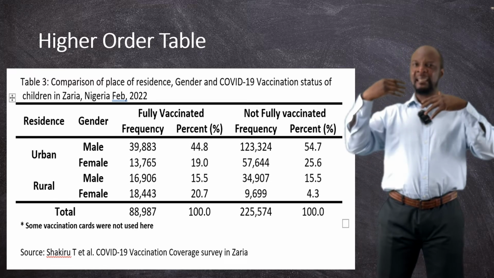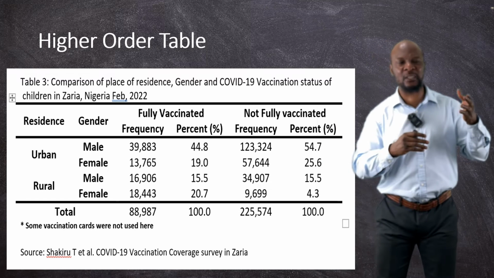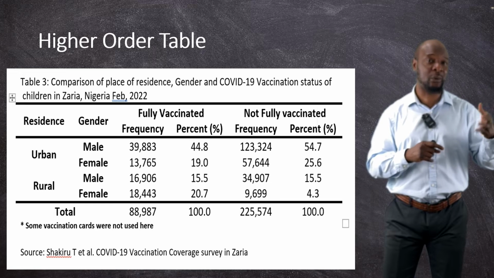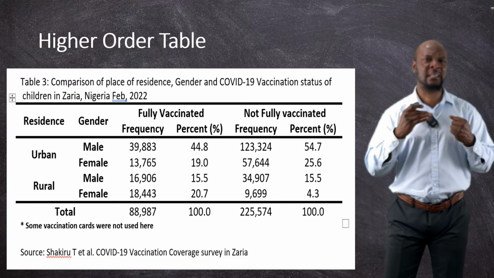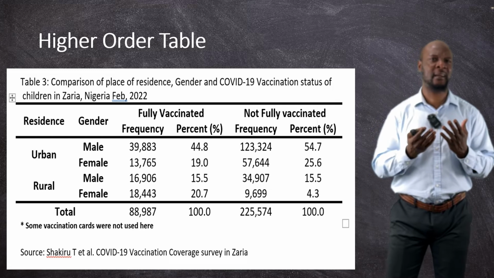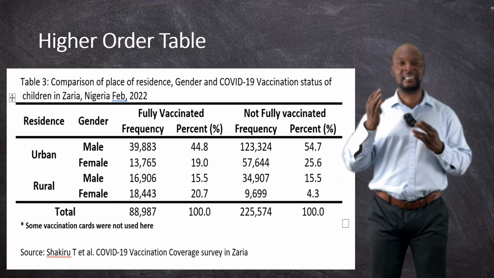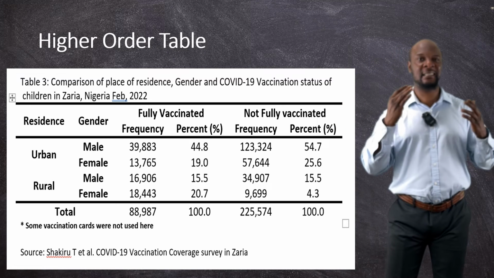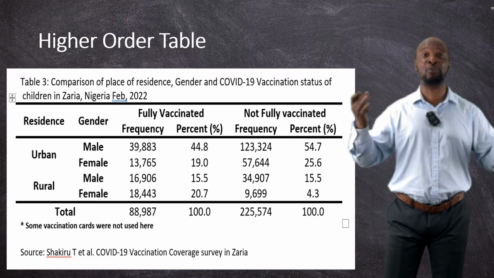But we now divided the data also into those that were from urban. We asked also those children or their parents or their caregivers in the clinic where we collected that data, are you staying in an urban area or a rural area, okay? So you see now we're dealing with 3 variables. The first is the vaccination status. The second is their gender. And then the third is their urban or rural status, which is their type of place of residence.